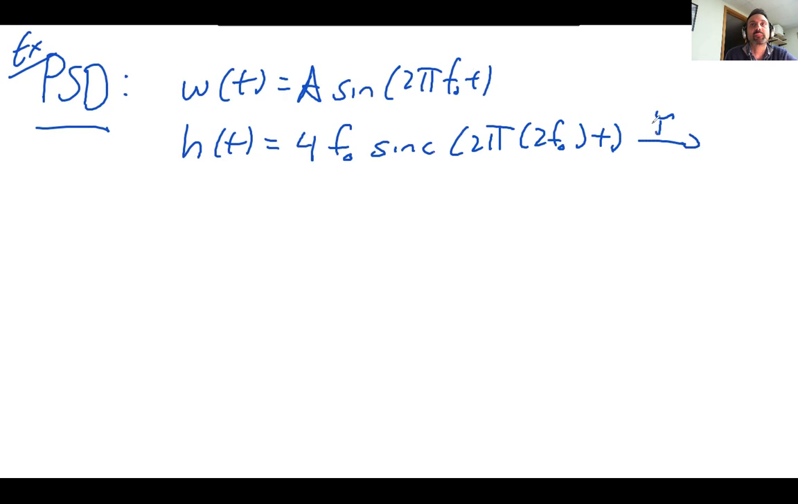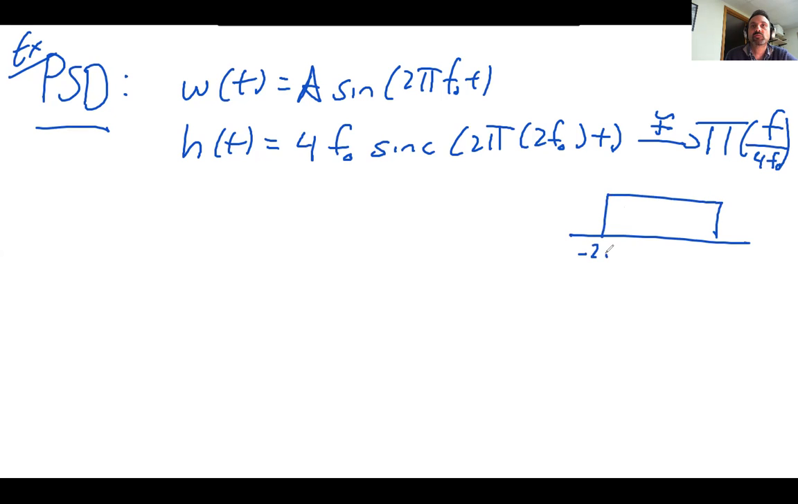Remember that the Fourier transform of that is going to be equal to capital Pi, a rectangular function, 4 f naught. Okay. And what does this look like? A rectangular function from minus 2 f naught to 2 f naught, centered at zero. So that's what your H(f) looks like. Okay, cool.